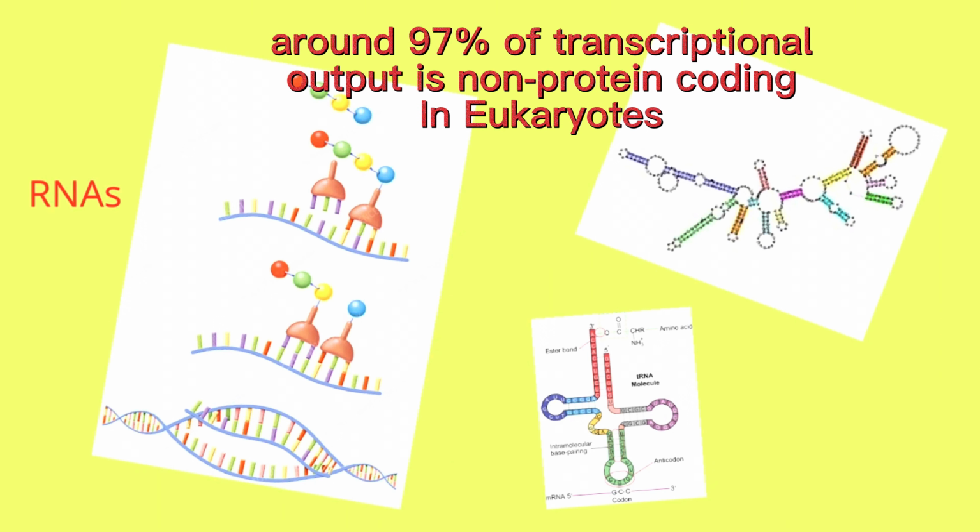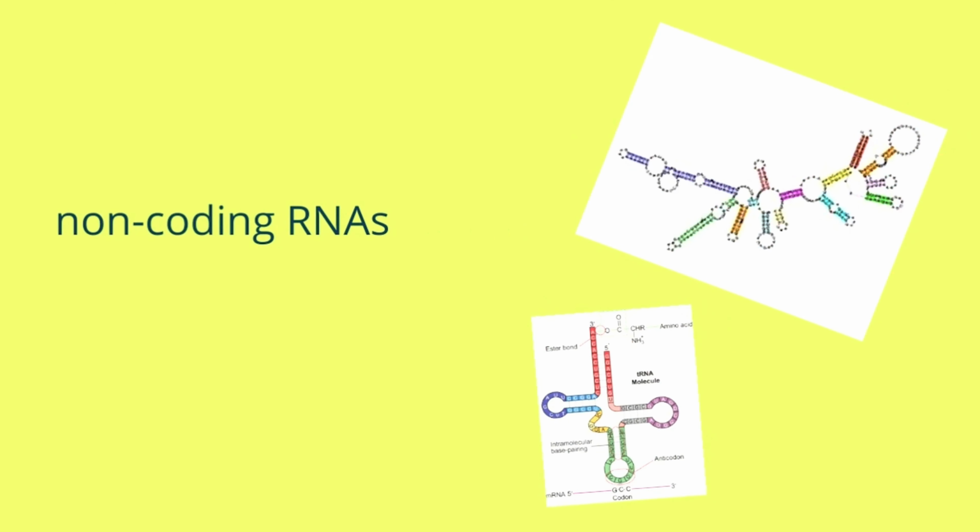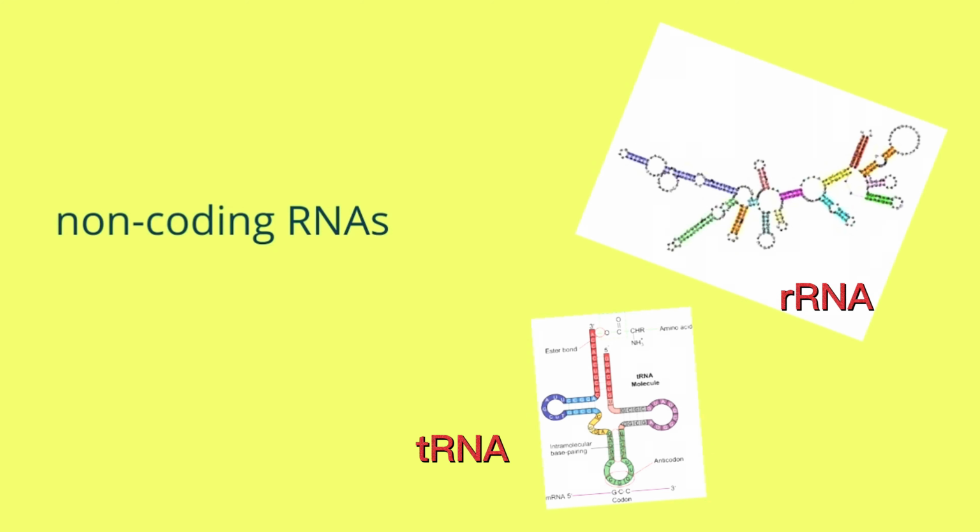Around 97% of transcriptional output is non-protein coding in eukaryotes. These non-coding RNAs can be encoded by their own RNA genes, but can also derive from mRNA introns. Examples of non-coding RNAs are tRNA and rRNA, both of which are involved in the process of translation. There are also non-coding RNAs involved in gene regulation and RNA processing.